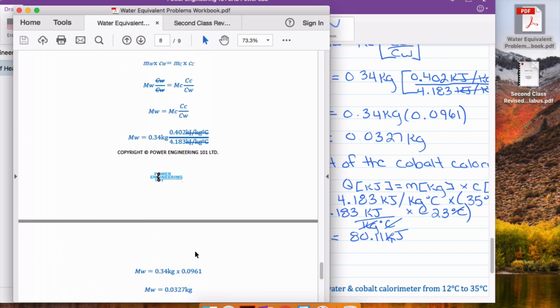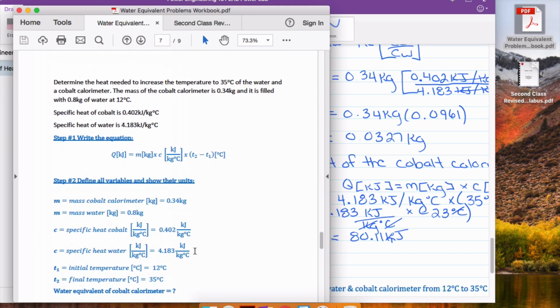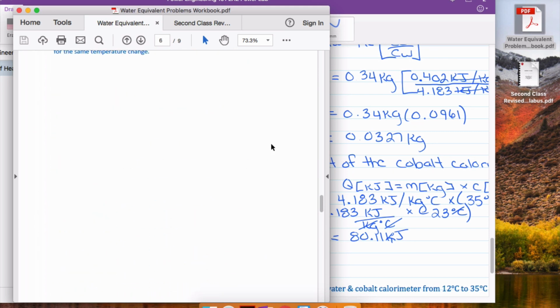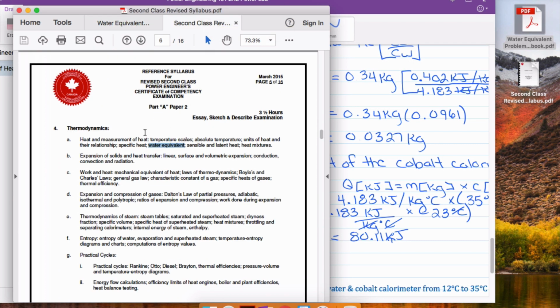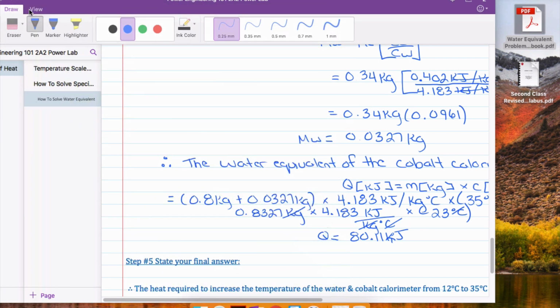So if you guys want to download that, you can work through those along with the specific heat. So far I guess we've covered temperature scales, absolute temperature, units of heat, the specific heat, and the water equivalent. So if you guys download those workbooks and work on those, it'll definitely help you learn the material. And the video coming up next will be sensible and latent heat mixtures.